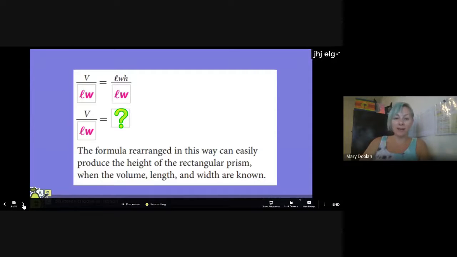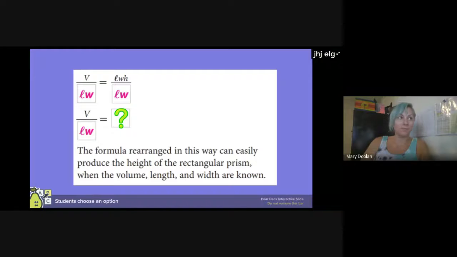And then if I simplify the right-hand side of that equation, what am I going to get? You have a choice now. Multiple choice. What did I just solve for? After I simplify the right-hand side, LWH divided by LW, what does that simplify to?